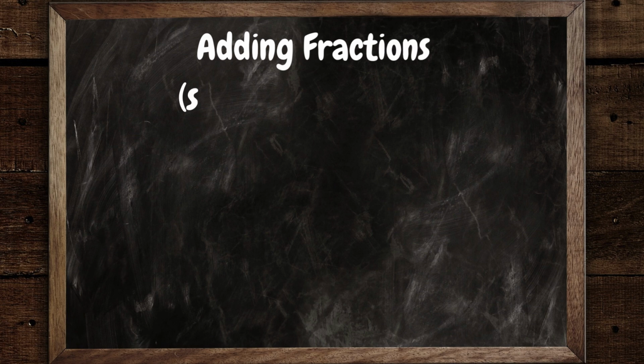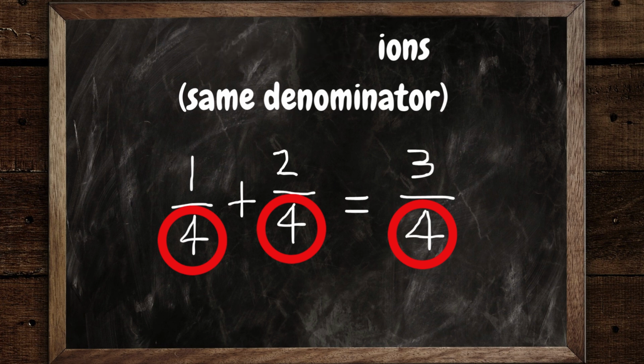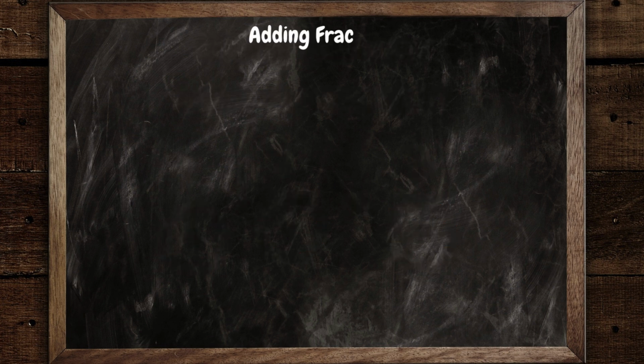Now let's have a look at adding fractions with the same denominator. If the denominators are the same, it's super easy. All we need to do is just add the numerators. So in this case, 1/4 plus 2/4 will give us 2 plus 1, which are the numerators, which gives us 3, and the denominator stays the same. So our answer will be 3/4. But what if our denominators are different?